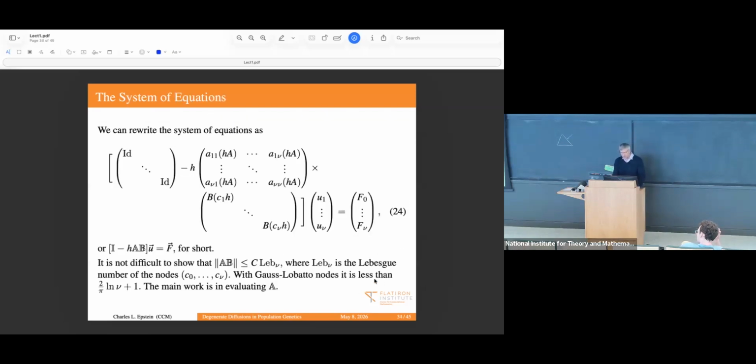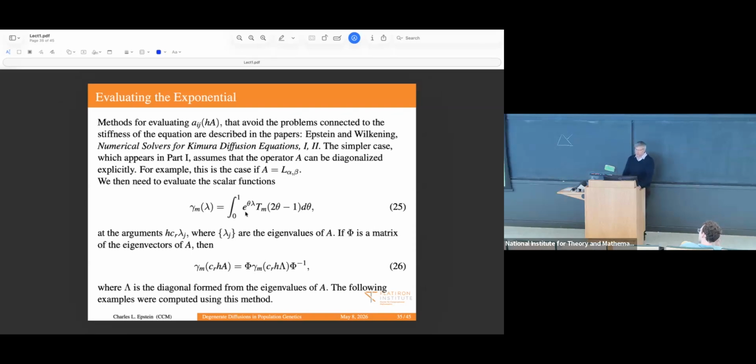With Gauss-Lobatto nodes, this so-called Lebesgue number grows like the logarithm of the degree times 2 over pi. So you see here that the matrix is multiplied by this small number h. So at least on the face of it, it looks like a perfectly nice, well-conditioned system of equations.